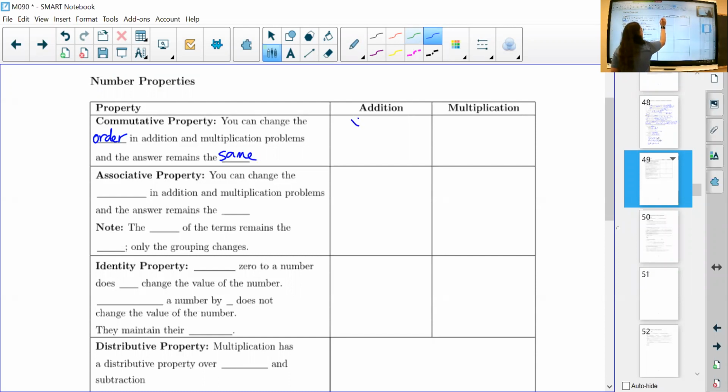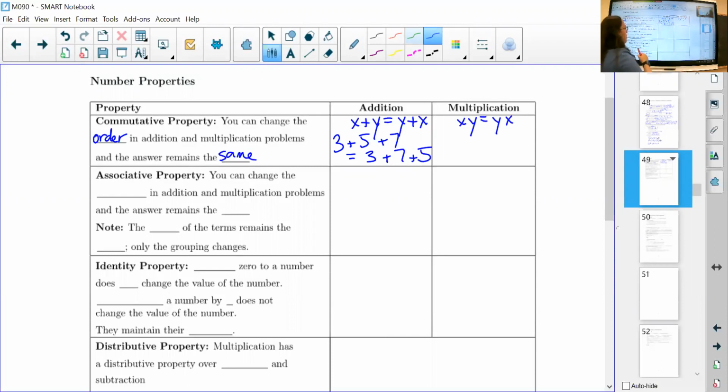You can do this with variables, or you can do it with numbers. Could even do it with, say, 3 numbers. So we could say 3 plus 5 plus 7 equals 3 plus 7 plus 5, swapping those two. Or we could have swapped the 3 and the 5. Multiplication is similar. We can use it with variables.